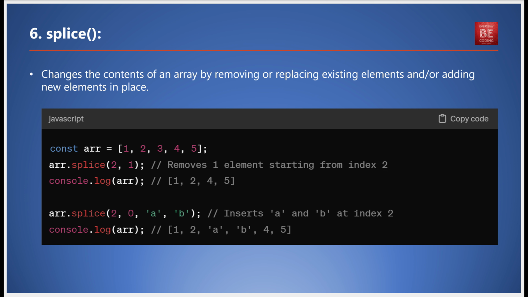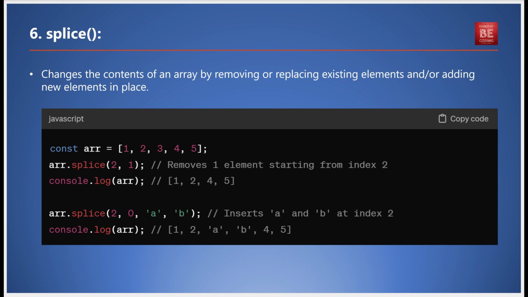This method changes the contents of an array by removing or replacing existing elements and/or adding new elements in place. For example, if you have an array with elements 1, 2, 3, 4, 5, and you use the splice method to remove one element starting from index 2, the array becomes 1, 2, 4, 5.